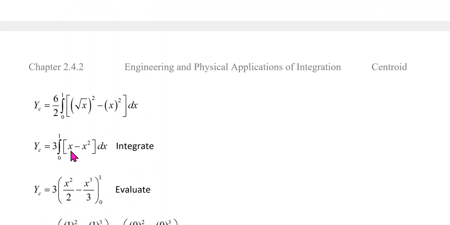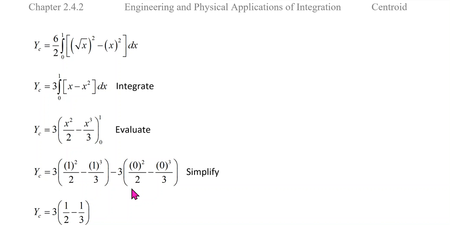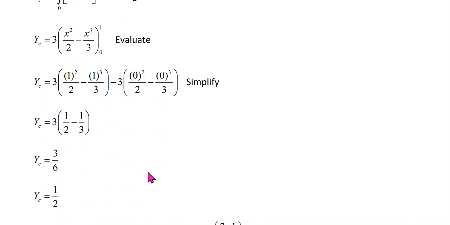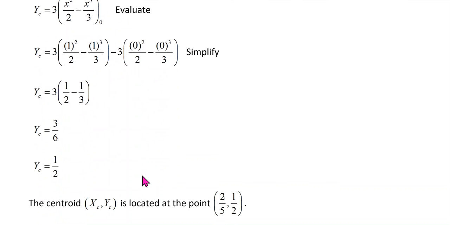You find the antiderivative of x, which is x squared over 2. The antiderivative of x squared is x cubed over 3. So you evaluate, plugging in 1 for x and then 0 for x. And then you end up with a half. So for this problem, the centroid is located at the point 2/5, 1/2.